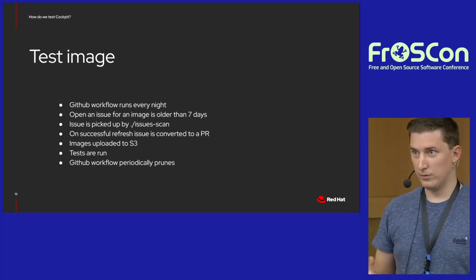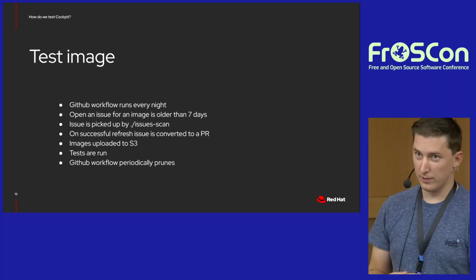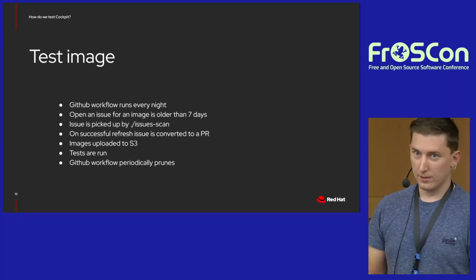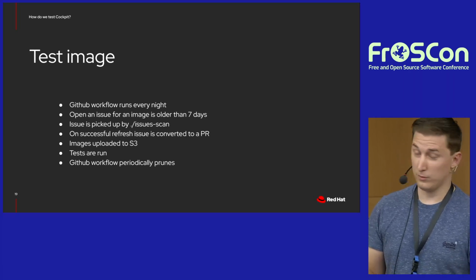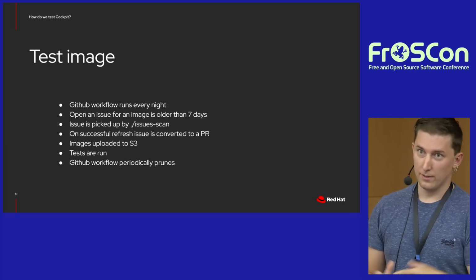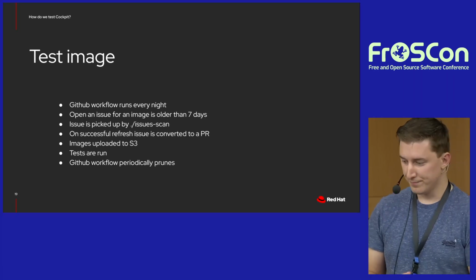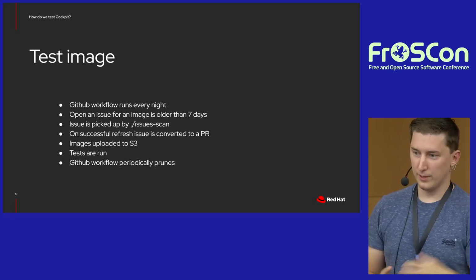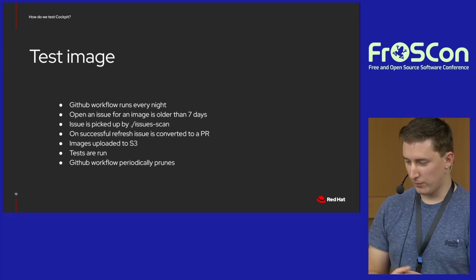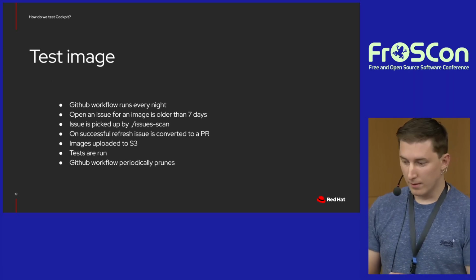And we also automated this whole process. So we have a GitHub workflow which runs every night. It then checks if our image is out of date, and out of date means if it's older than 7 days. We then open an issue in GitHub saying this image has to be refreshed, and then our CI picks up this issue. It creates an image. If it runs successfully, it uploads the image to S3.